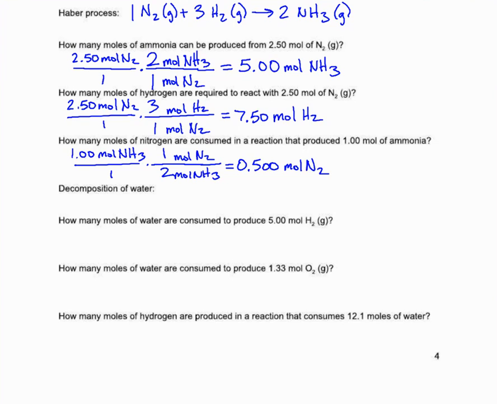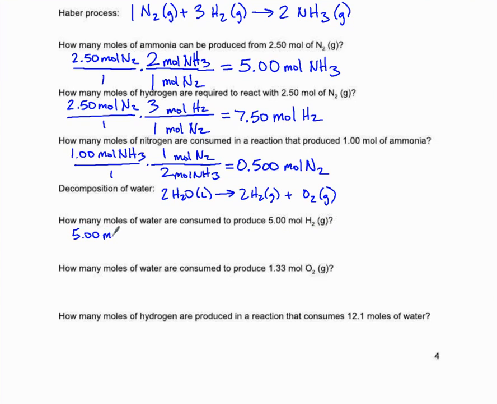Next, looking at the decomposition of water. Two waters breaks down into 2 hydrogen gas and 1 oxygen gas. So in this reaction, how many moles of water are consumed? So how much reactant does it take to produce 5 moles of hydrogen gas?